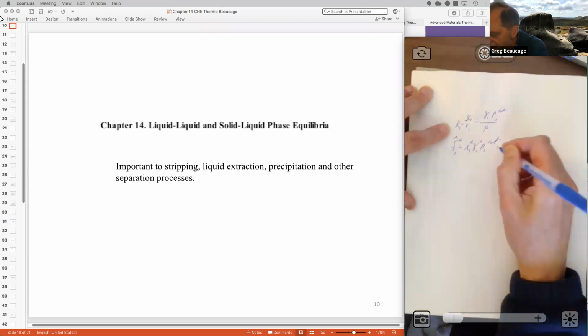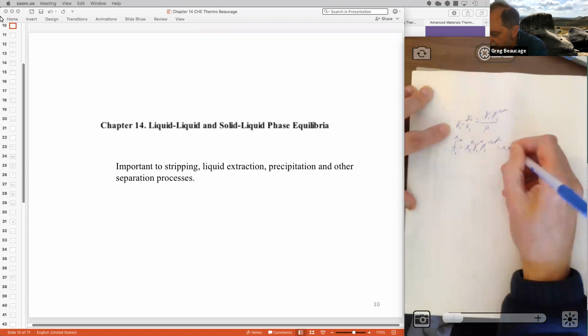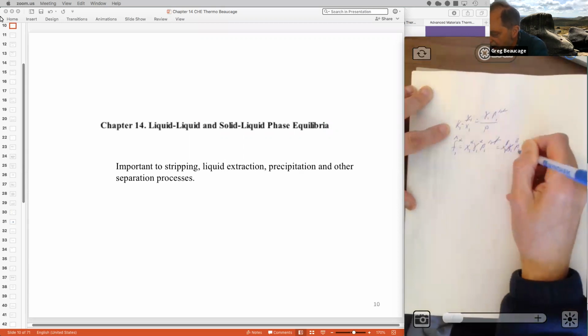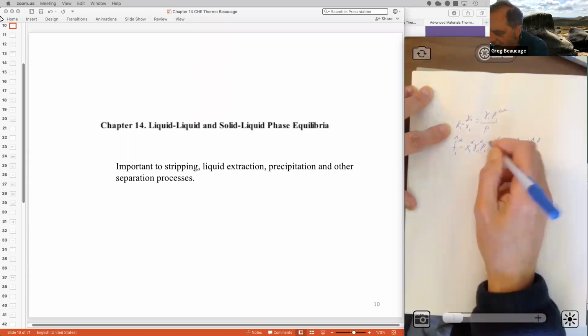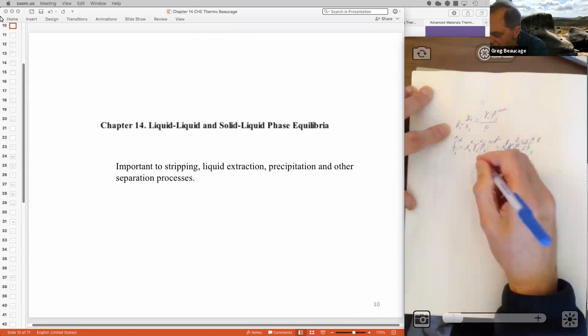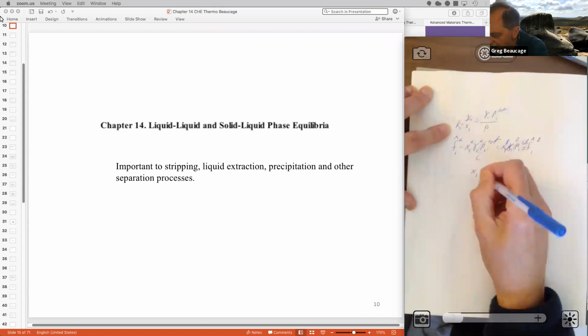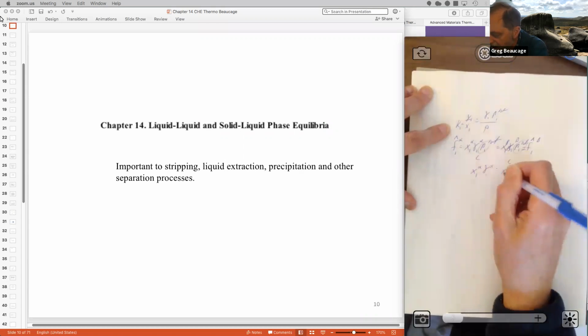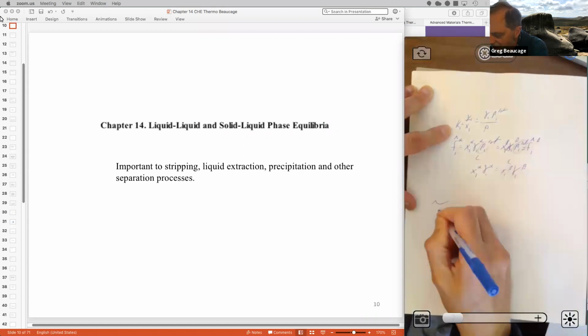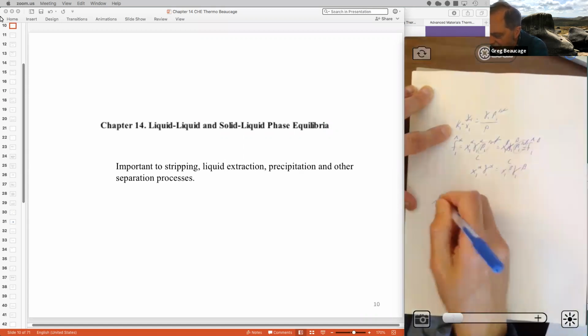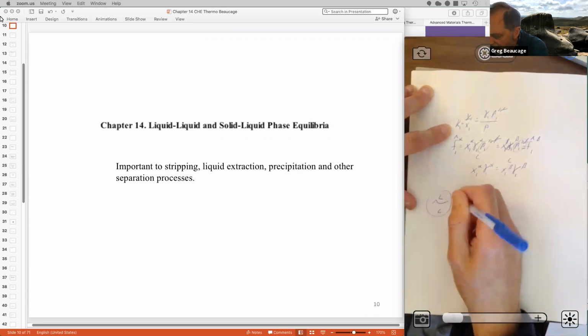So the beta phase, and if it's at equilibrium, then x1 beta, gamma 1 beta, p1 sat. Right? And these p's are the same. So if we were doing liquid miscibility, then we just have x1 alpha, gamma 1 alpha equals x1 beta, gamma 1 beta. But that's liquid with liquid, and it could be that those two are in equilibrium with a vapor.